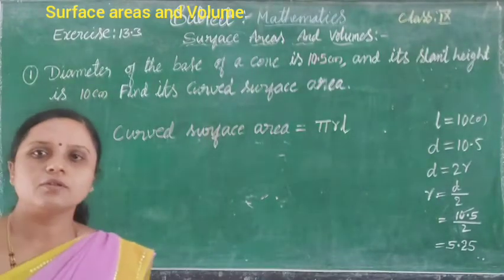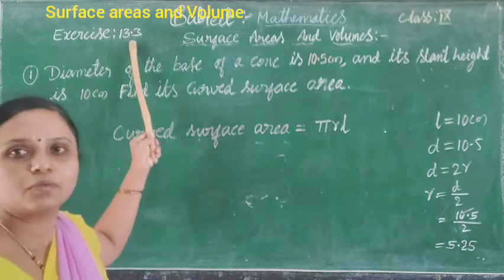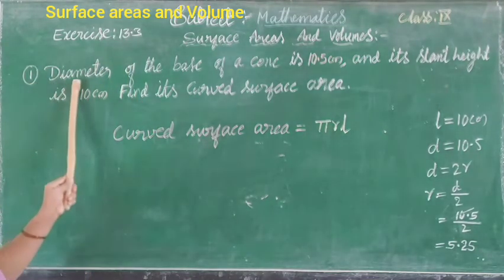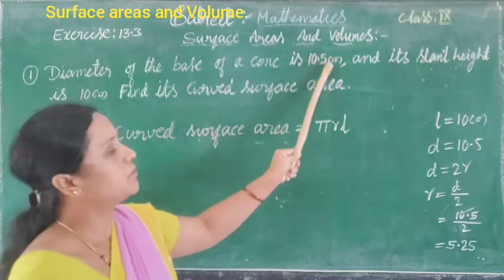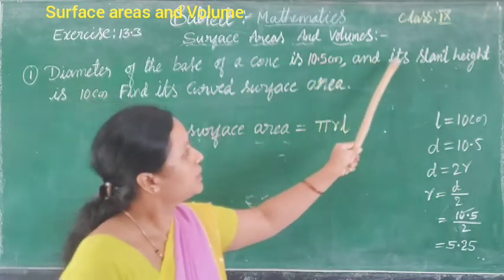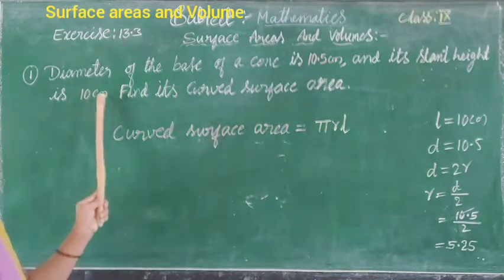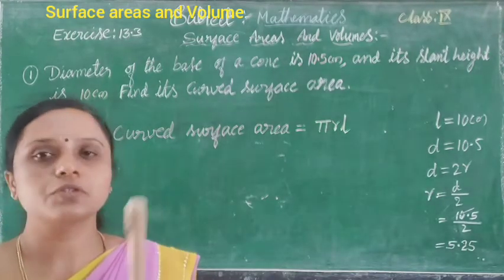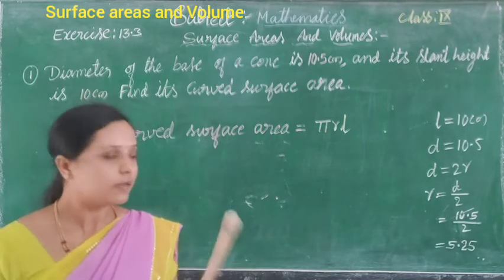Students, now we can look at the exercise questions. Exercise 13.3, question number 1. Diameter of the base of a cone is 10.5 centimeter and its slant height is 10 centimeter. Find its curved surface area. So in this question also we have to find the curved surface area of a cone.